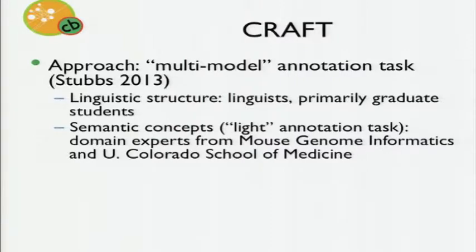So we annotated two kinds of things, linguistic structure and semantic concepts. So to do the linguistic structure, we use linguists, mostly graduate students, to annotate. For the semantic concepts, which we're defining as things that are present in some ontology, we use domain experts from mouse genome informatics and from the University of Colorado School of Medicine. The second annotation project is sometimes called a light annotation task because it doesn't require insight into linguistic analysis.